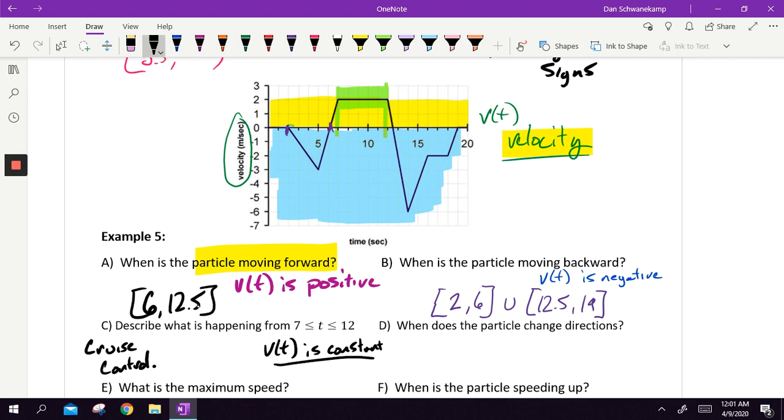This is the calculus answer. This is the real world answer of what happened.